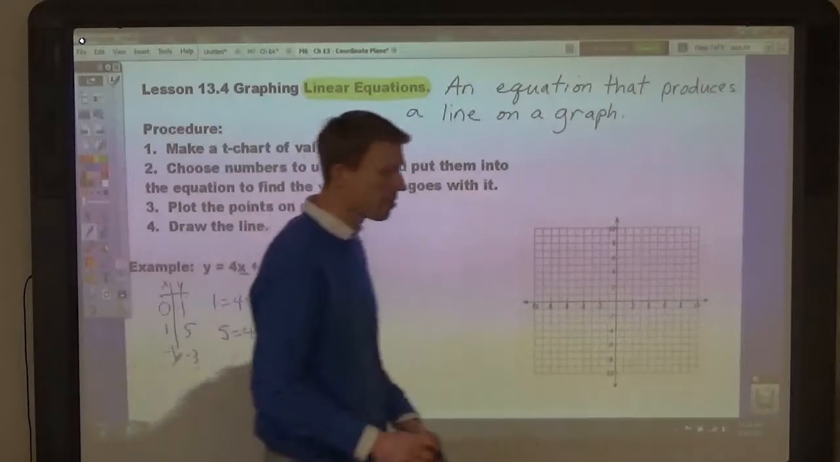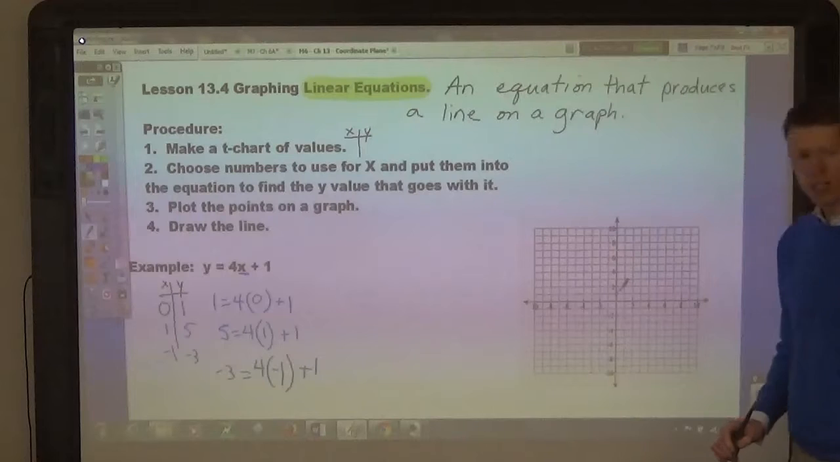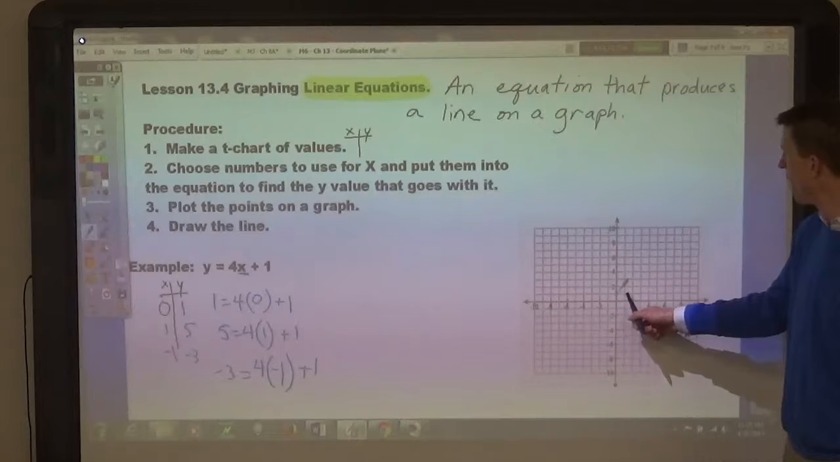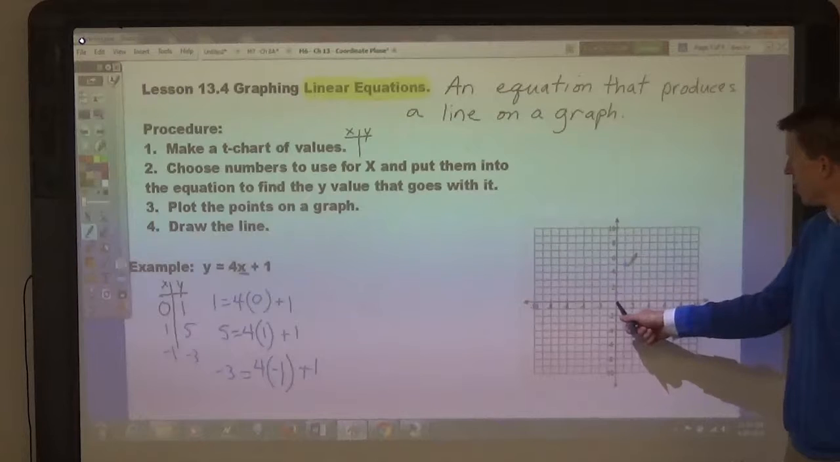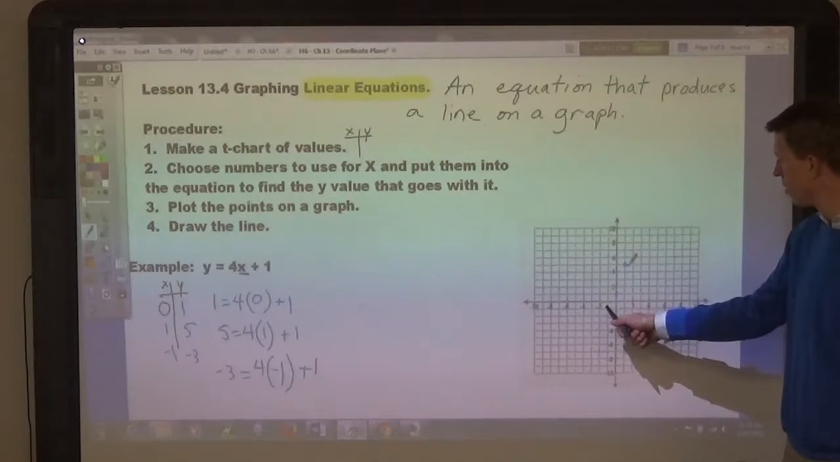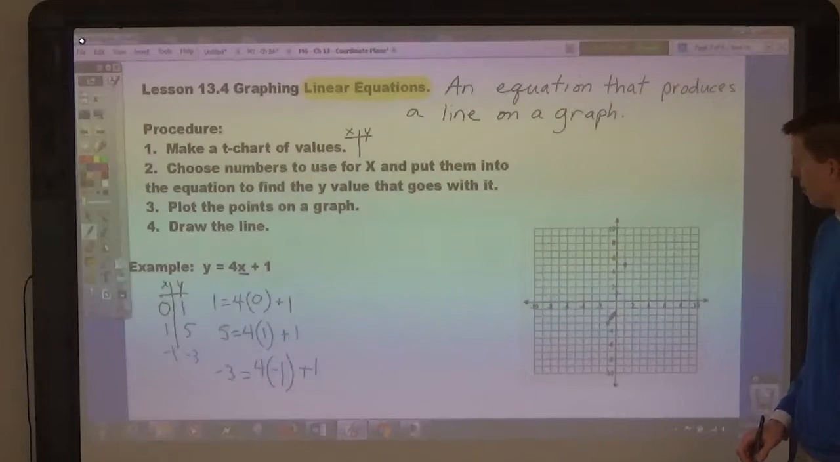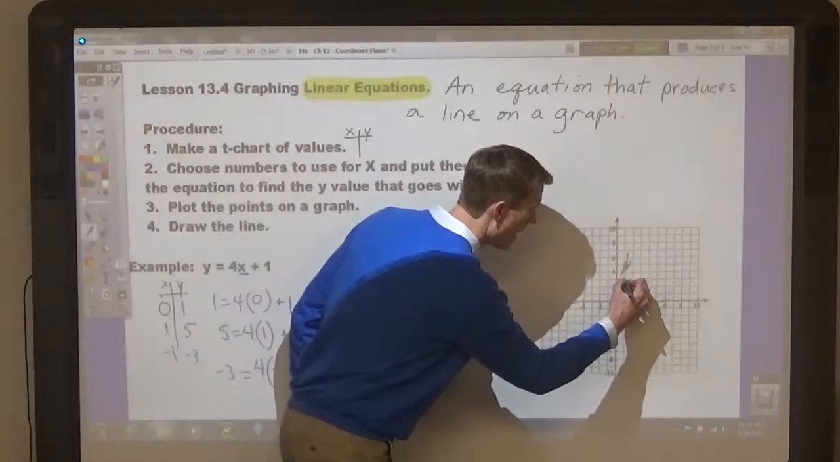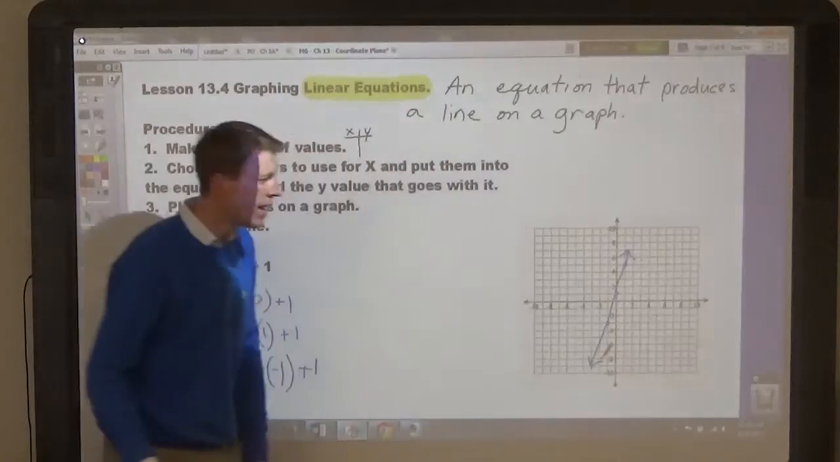So let's graph these points. 0, 1: you go over 0 and up 1. 1, 5: go 1 to the right and up 5. And let's go -1, -3: 1 to the left and down 3. Do those points line up? Do they make a line? Yeah. Connect the dots with a straight line and put arrows on the end.